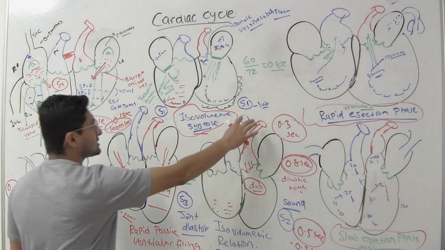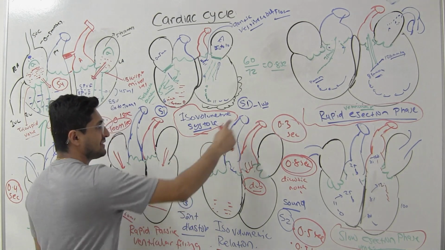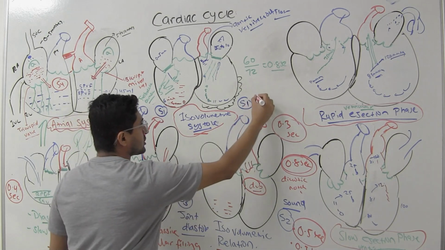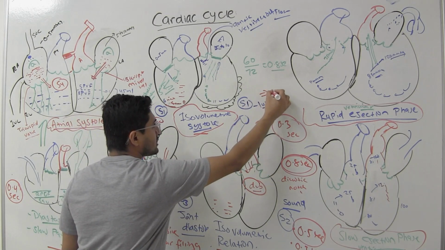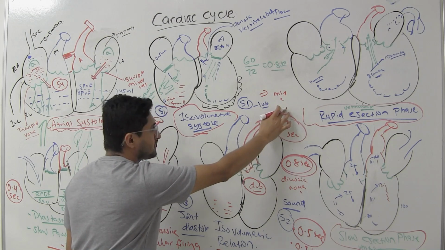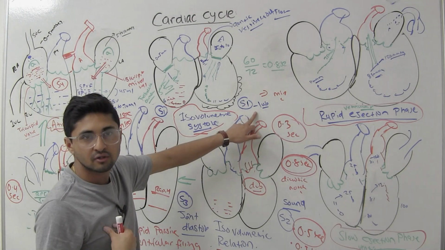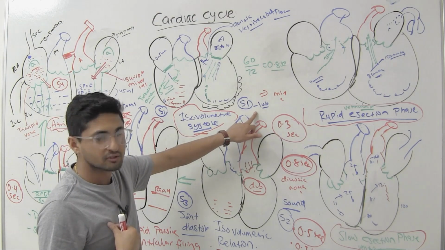And remember, if you're talking about the left side of the heart, S1 is best heard at the mid-clavicular line, on the fifth intercostal space. And if you're talking about the right heart, S1 is best heard on the fourth intercostal space because of the tricuspid valve, right?